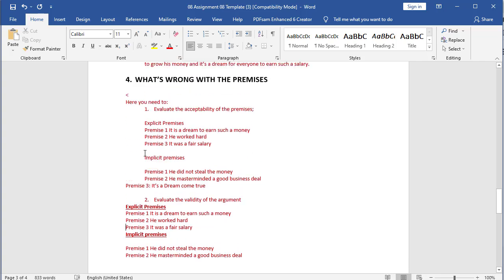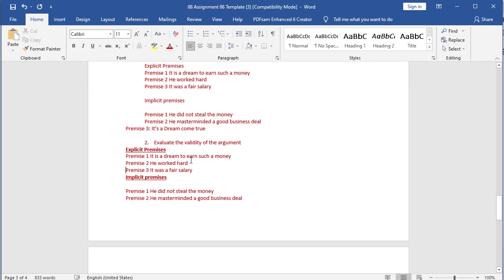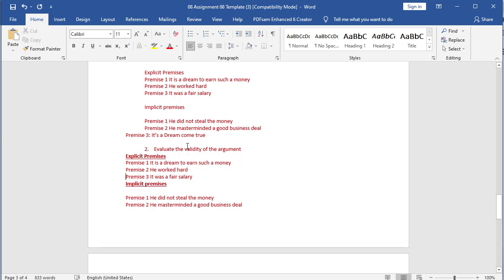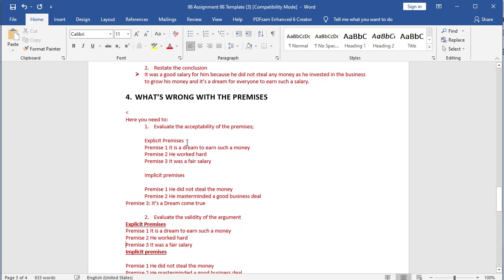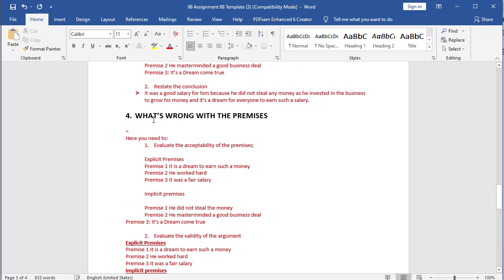Here we are saying that, are you accepting the premises? Are you accepting what the student actually said? Is it valid? Is it a valid point? So here, that's what we are going to do actually. Question 1, yeah, what's wrong with the premises? Okay, we evaluate the acceptability.